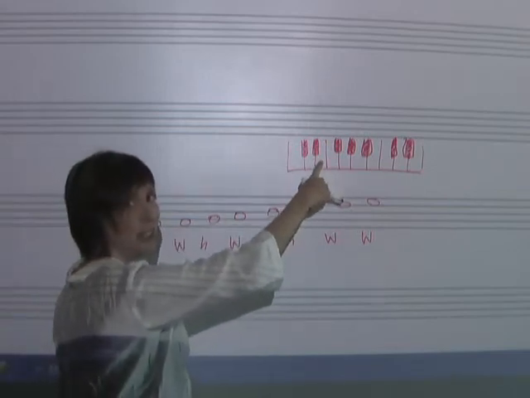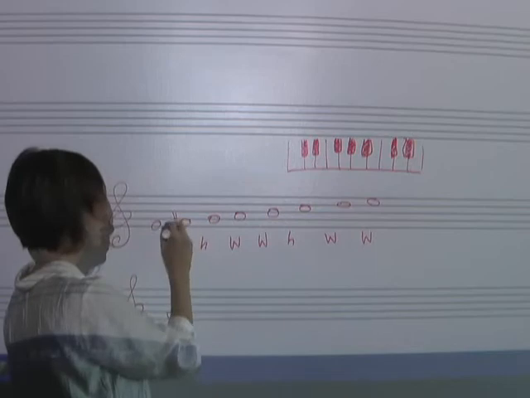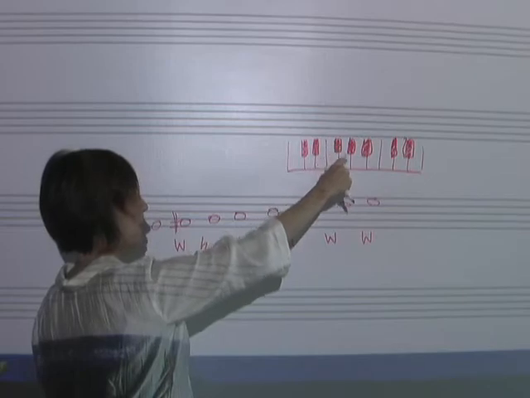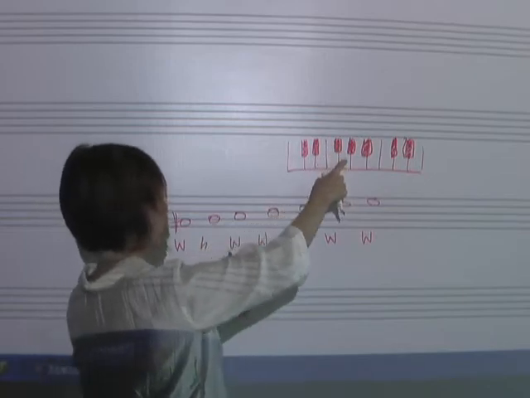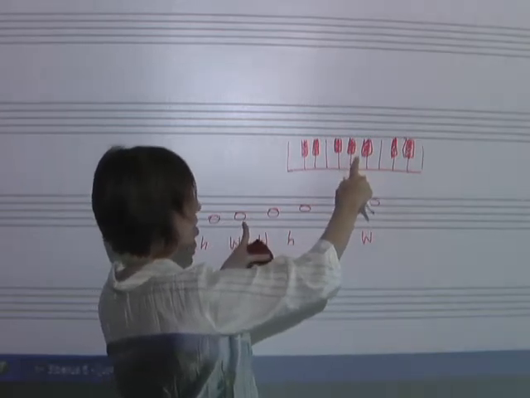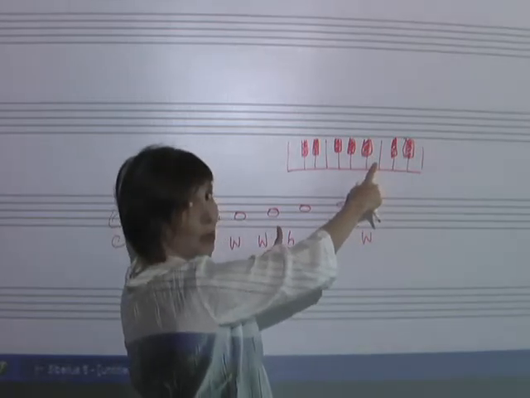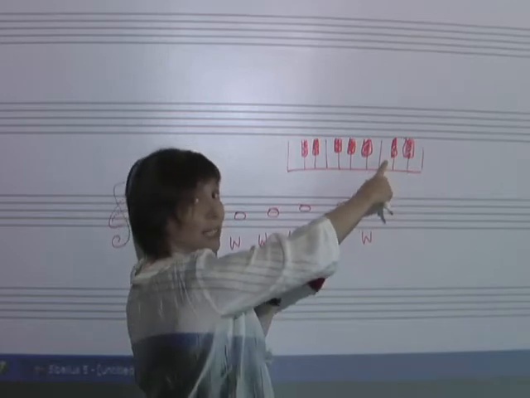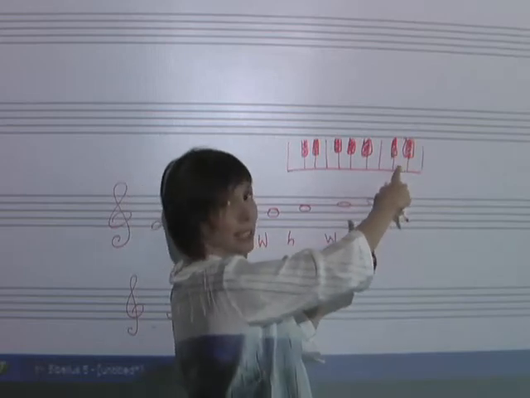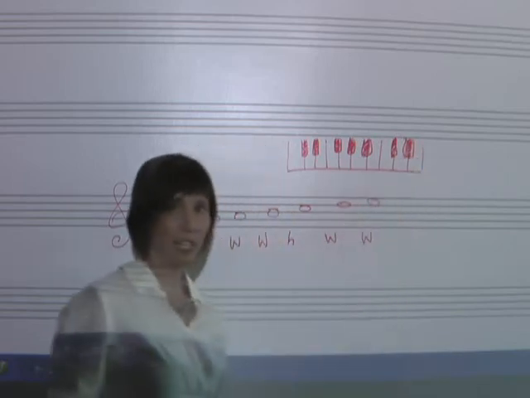Here we are on E. A whole step above E gives us F sharp. Here's F sharp. A half step above F sharp gives us G. A whole step above G gives us A. A whole step above A gives us B. A half step above B gives us C. A whole step above C gives us D. And a whole step above D gives us E.